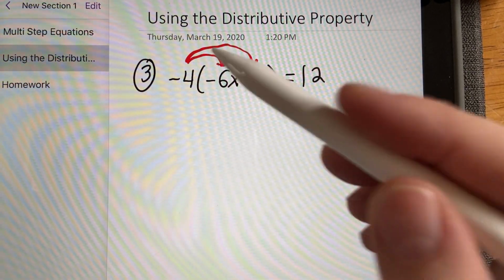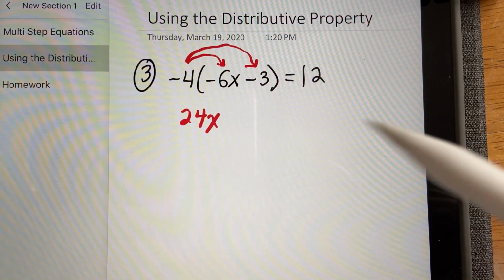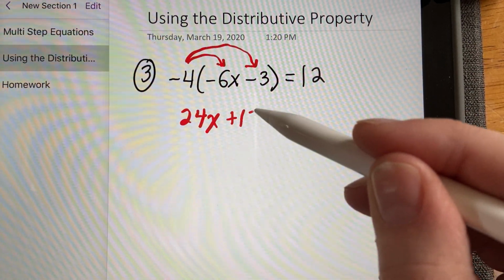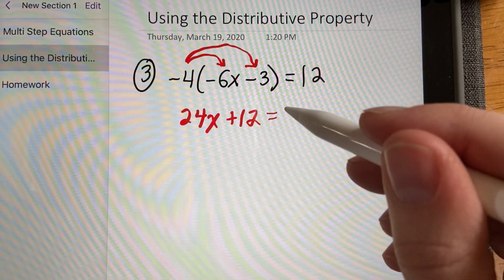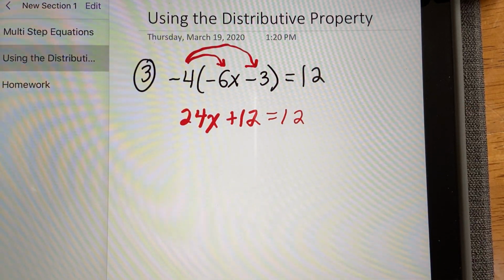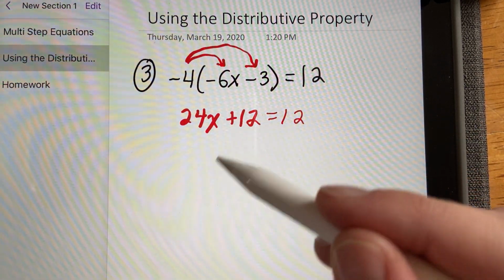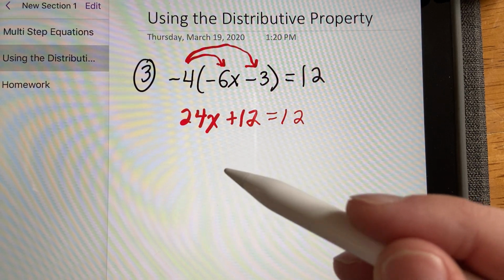Negative 4 times negative 6x would be positive 24x. Then negative 4 times negative 3, that's positive 12. Remember, a negative times a negative is a positive, and that's going to equal 12. Now, the rest is just a 2-step equation. Remember, we're solving for x. We're trying to get the variable completely by itself.